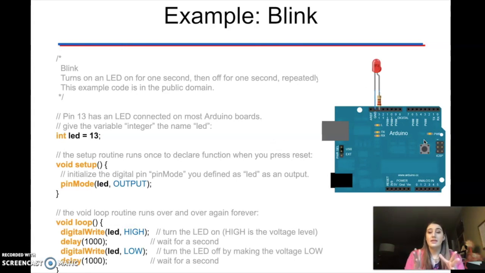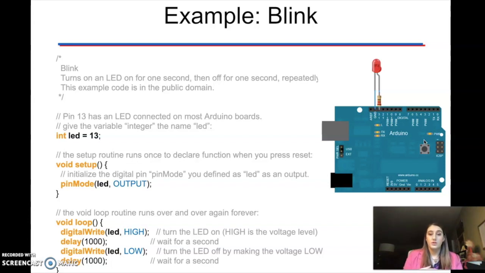Here's a closer look at that Blink program that we were talking about. You'll see the note at the top. It says that Blink turns on an LED for 1 second, then off for 1 second repeatedly. And again, this is an example code. Behind the slashes it says that pin 13 has an LED connected on most Arduino boards. And then we give it the variable type integer and the name LED. So int LED equals 13. What that's saying is that we now have an LED that is on pin 13.